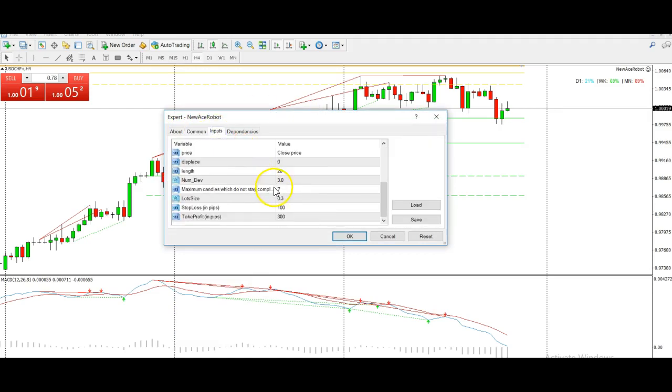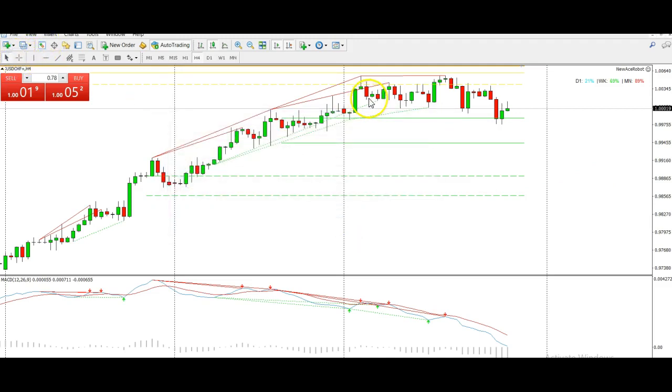We go to inputs, stop loss, say 60 pips. You can always have it set at 100 if you want. 60 pips, and our take profit is 60 pips. So close this candle, the arrow stays, the robot will enter the market for us, and it will just continue down until it hits a stop, until it hits its take profit.